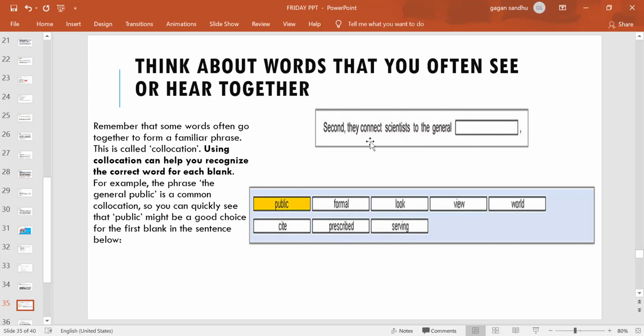Like if I go after this one, they connect scientists to the journal public, right? Or maybe I have two options, journal view, right? This is also something we usually hear together. But again, according to the sense of the line, sentence, or paragraph I'm reading, I can easily pick the right one out of the two choices. So basically what we are looking for are familiar phrases, the words which often go together to make a familiar phrase, that are 99% of the time the answer in this fill in the blanks.